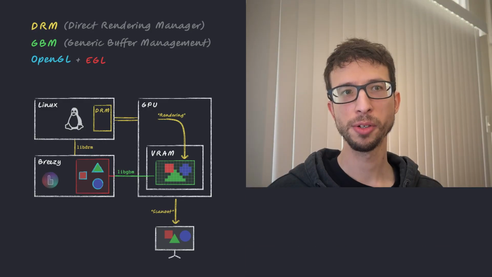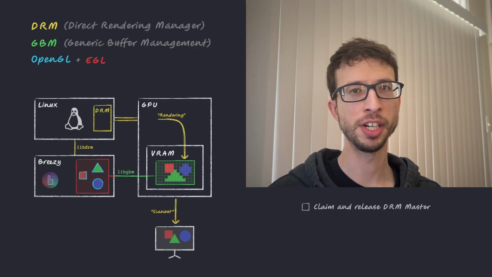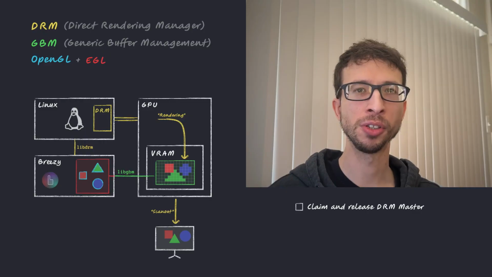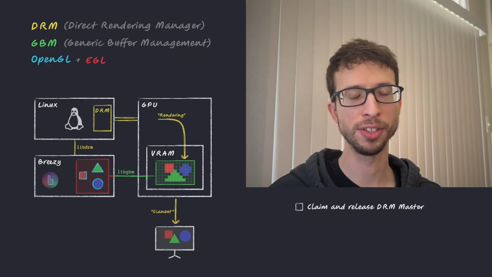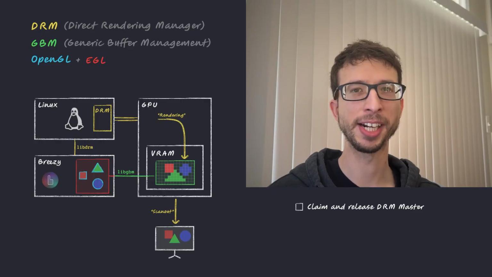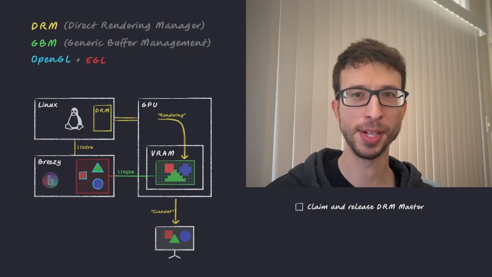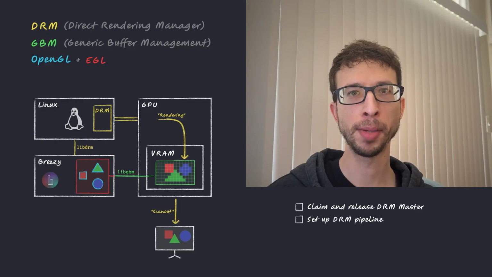All right, so what's on the docket for today? Well, first, we need to become the DRM master. Only one application at a time can hold that role, and whoever has that role is able to actually draw stuff out to the screen. So given that we're making a compositor that needs to draw things out to the screen, we need to claim that responsibility. Once that's in place, we can set up our DRM pipeline.